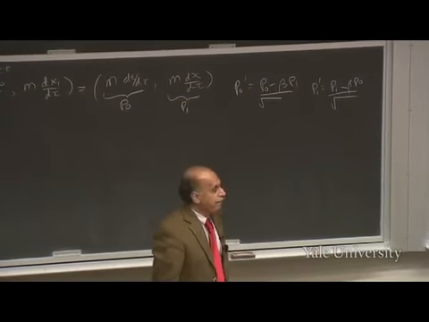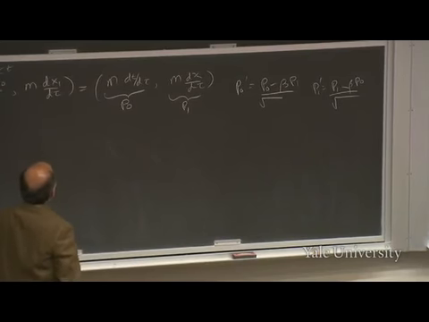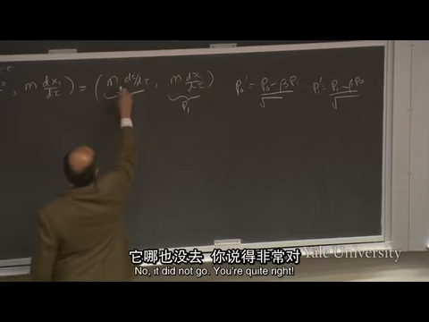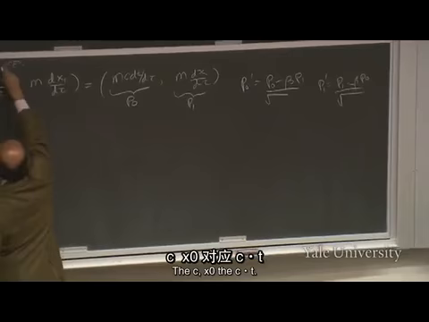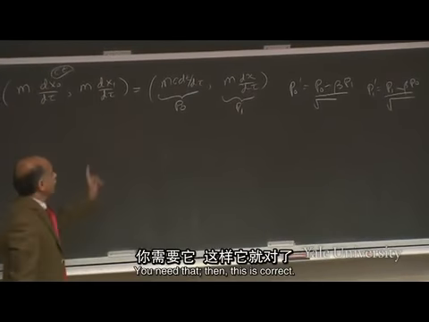Yes? For P0, where did the c go? Where did the c? No, it did not go. You're quite right. It is c. x0 is ct. You're quite right. It is c times dt. You need that, then this is correct.